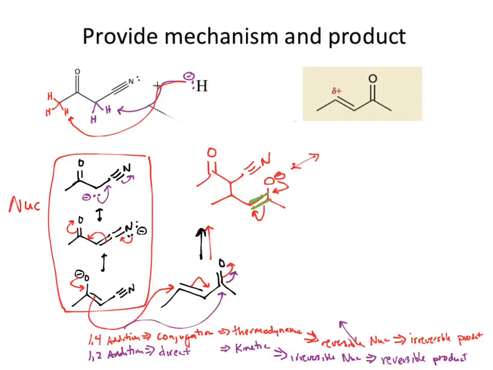We should officially show the resonance structure. Why should we show the resonance? It explains why this is the product. If I don't show that resonance, I don't have a clean explanation of why that is my product. So I want to add that extra layer of information.